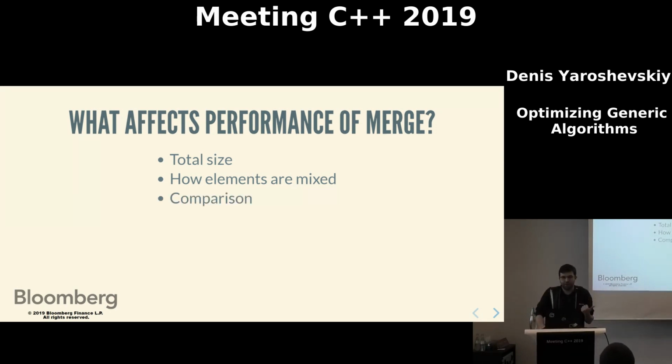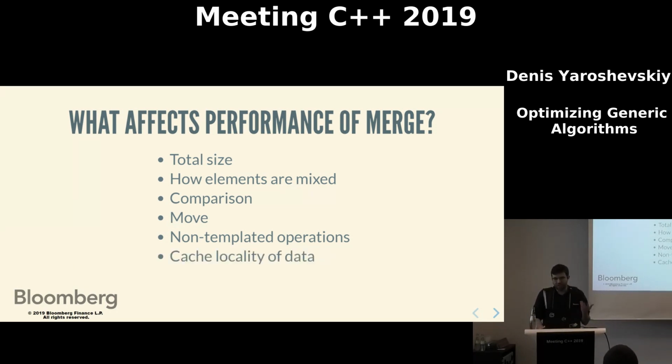The price of comparison is going to be important, like again the same string thing. The price of move or copy, because you do moves and copies. Non-templated operations, again, will matter. Cache locality of data and binary size. Again, merge can be used in bigger loops, so it's important for it to be reasonably small.